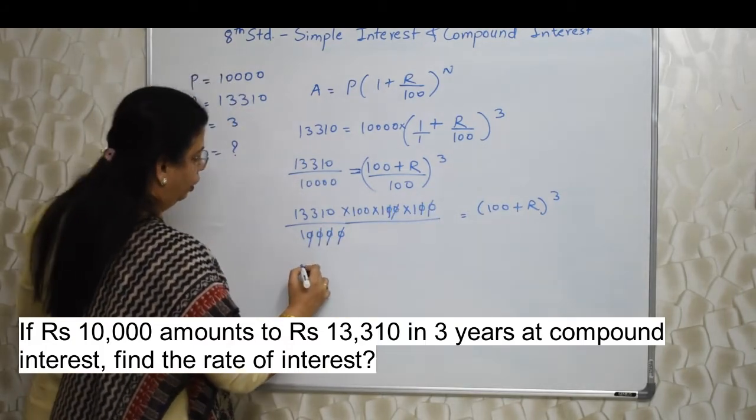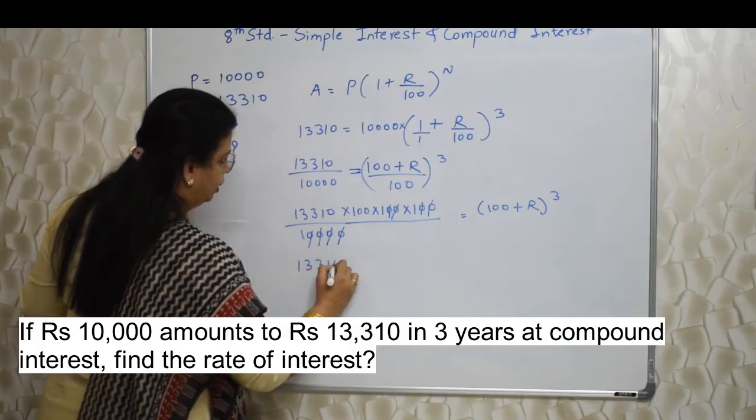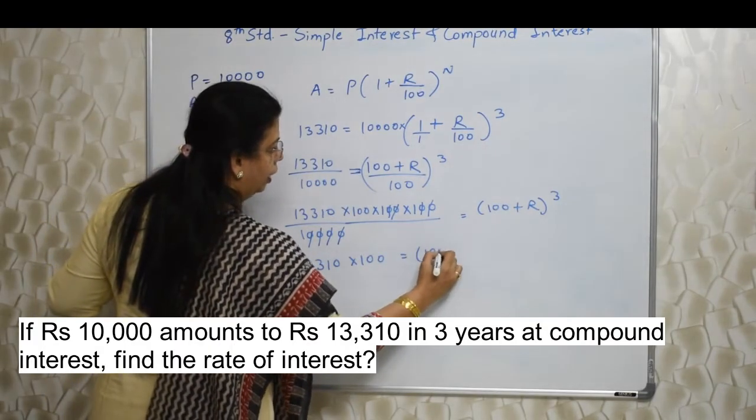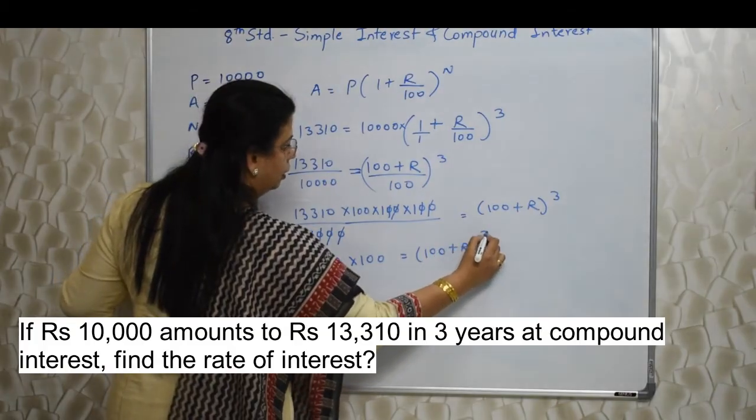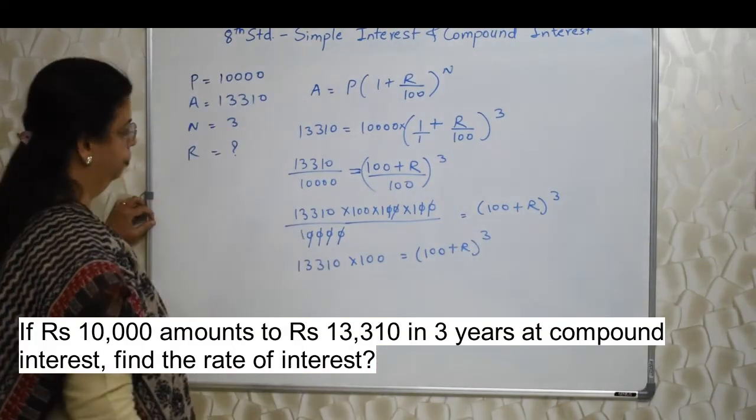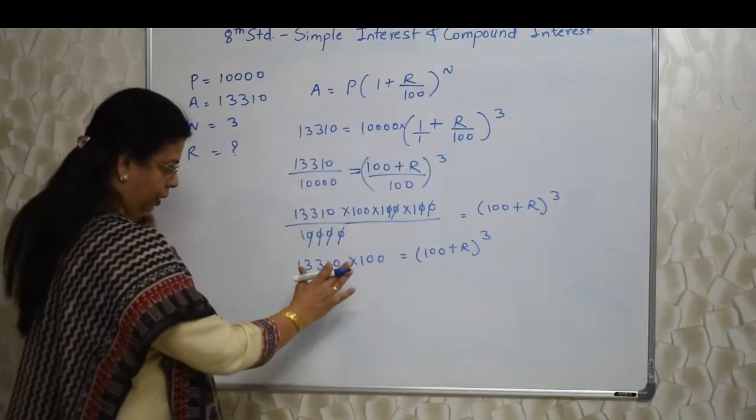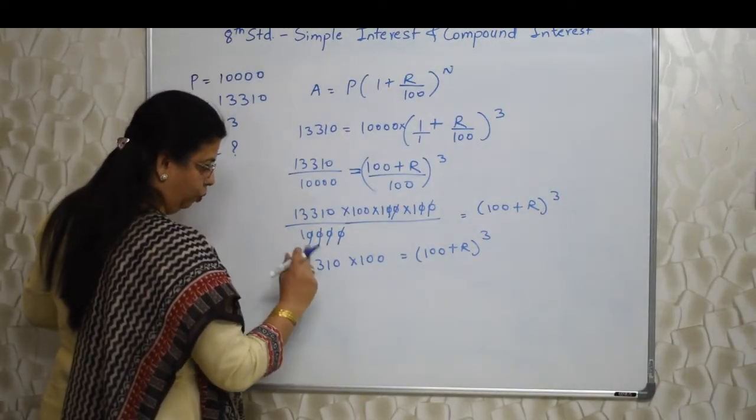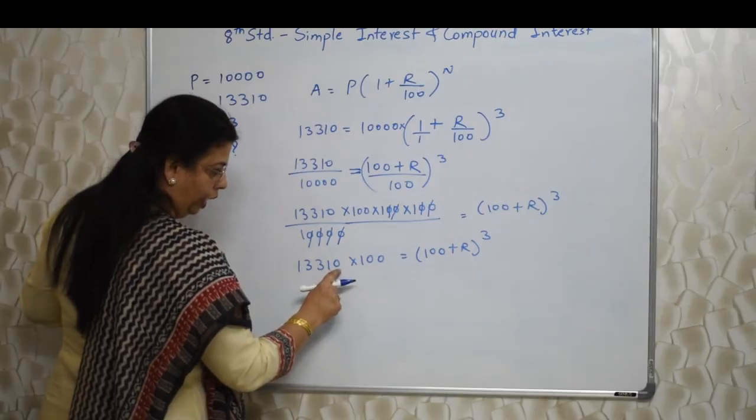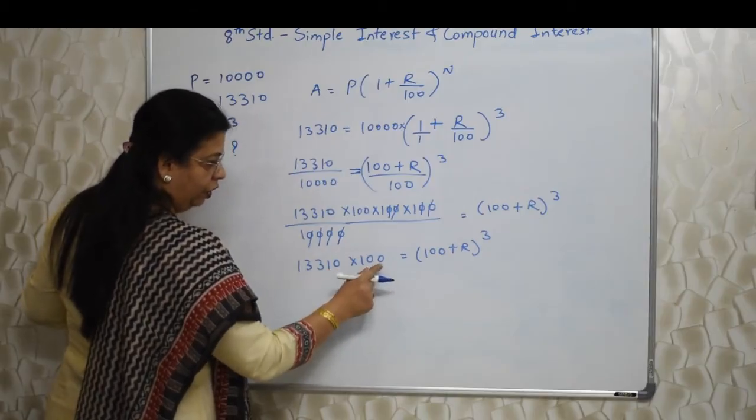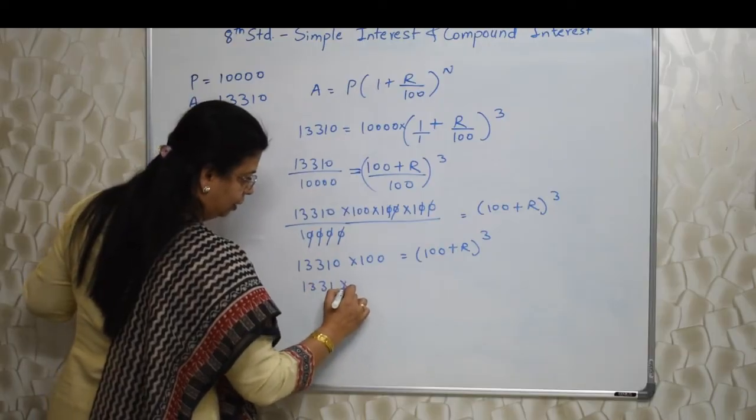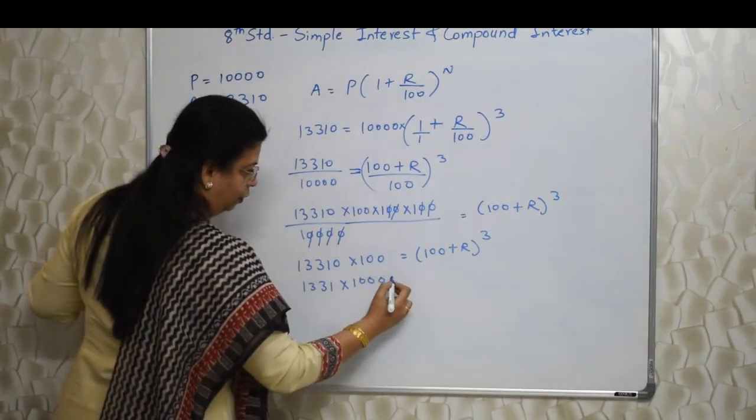Okay. Now what is remaining? 13310 into 100 is equal to 100 plus R cube. We need to observe these numbers. 1331 is 11 cube. If this is into 10, if I shift it this side, it will be 1000. So I can rewrite this as this without changing the value, isn't it?